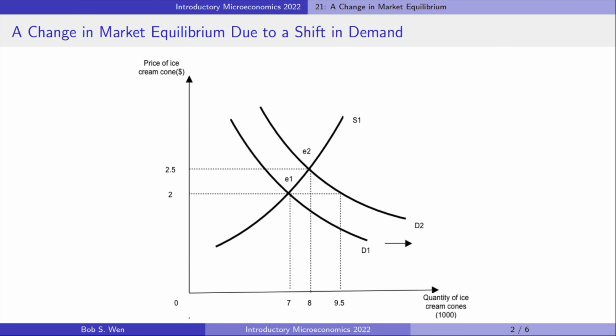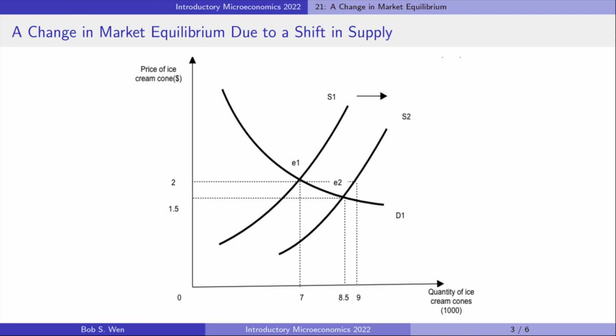Let's consider another scenario. Suppose a very good harvest of sugarcane drove down the price of sugar. What will happen to the market price of ice cream and the quantity sold? We can follow the two-step procedure of analysis.